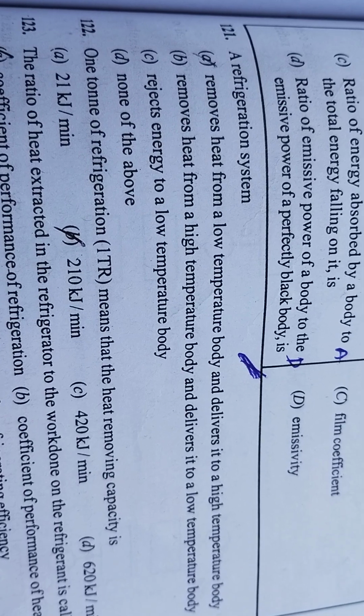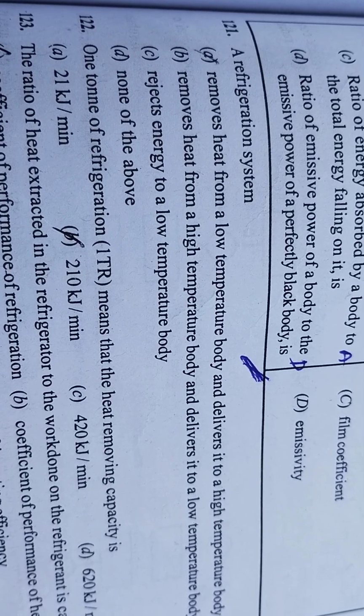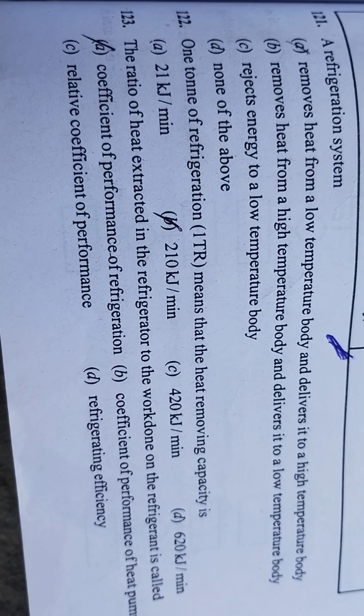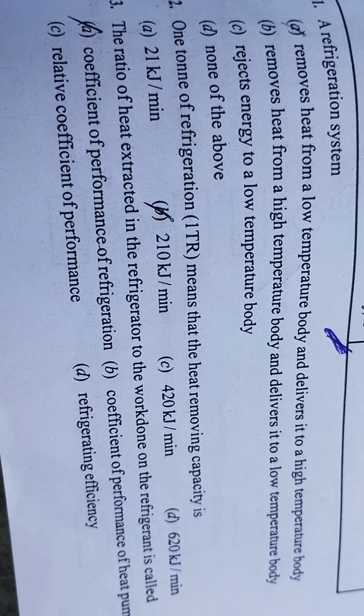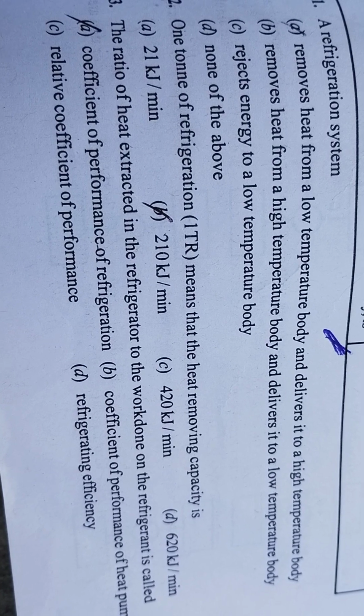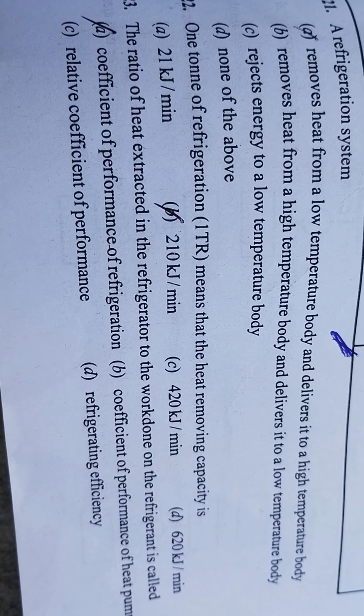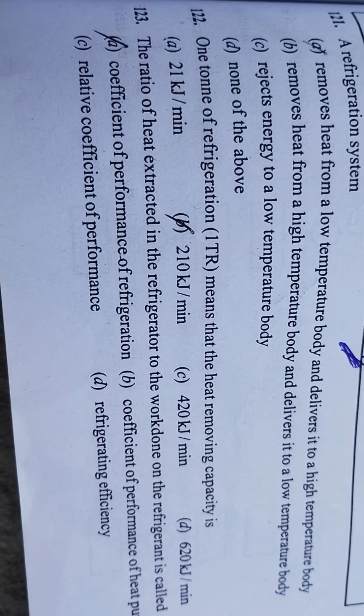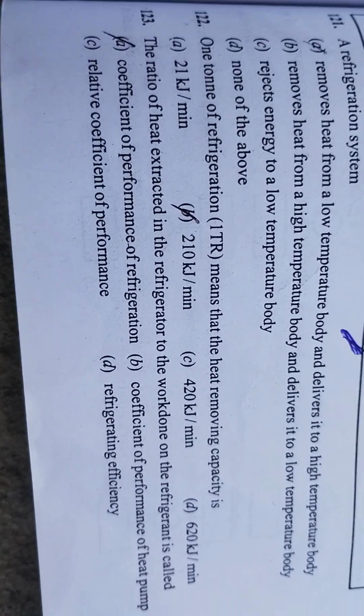A refrigeration system removes heat from a low temperature body and delivers it to a high temperature body. 1 ton of refrigeration, 1 TR, means a heat removing capacity of 210 kilojoule per minute. The ratio of heat extracted in a refrigerator to the work done on the refrigerator is called the coefficient of performance of refrigeration.